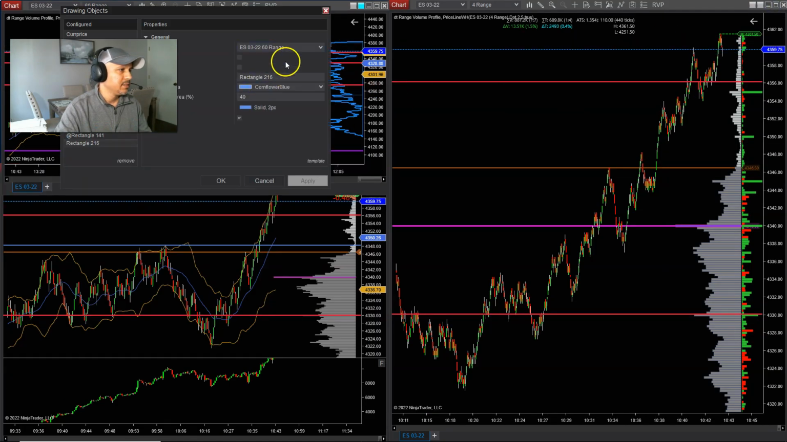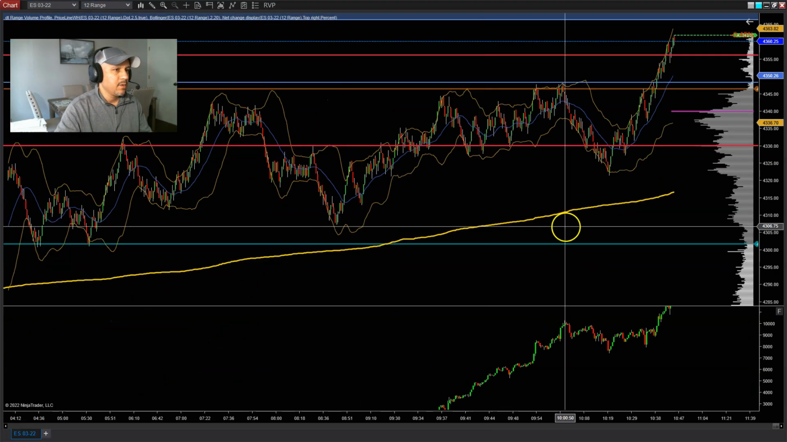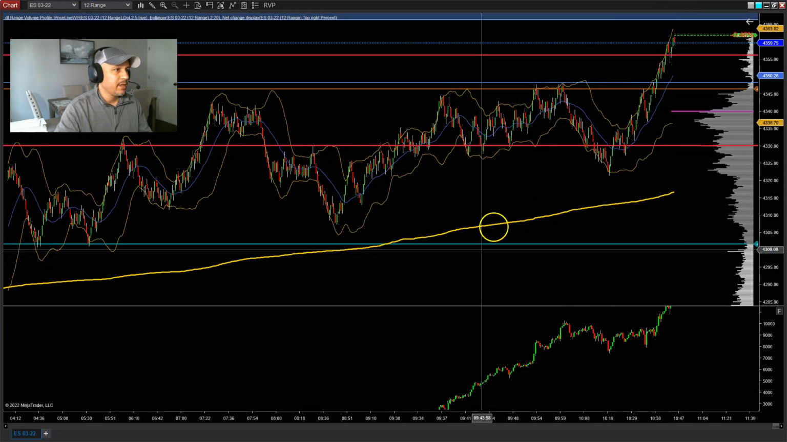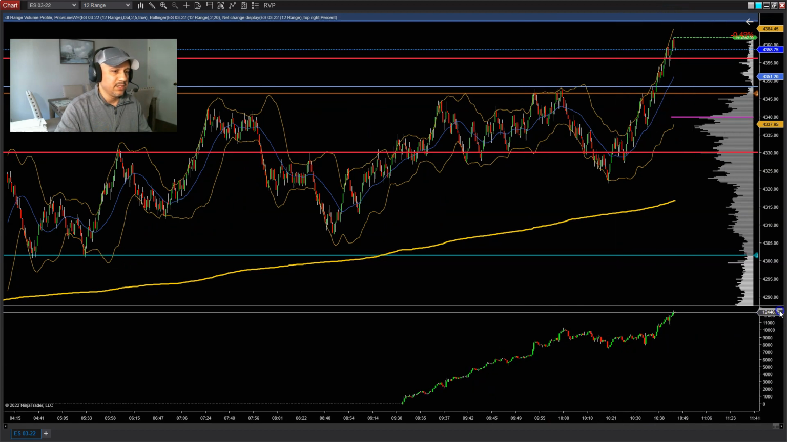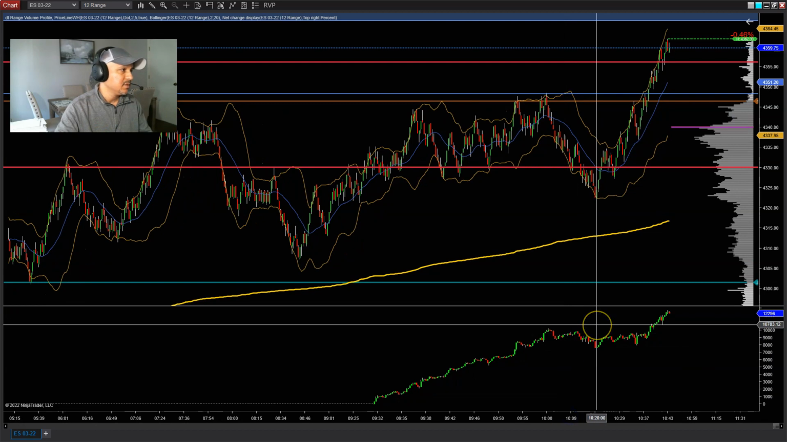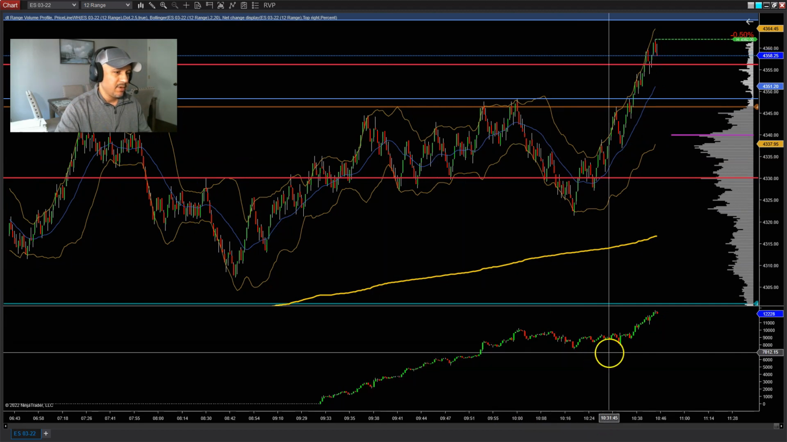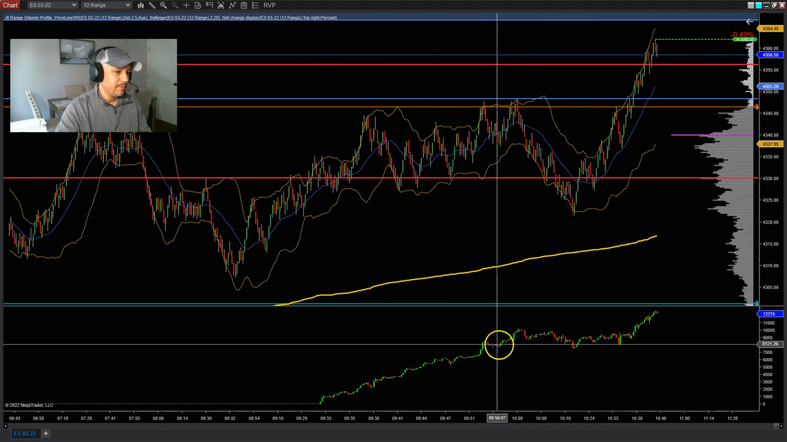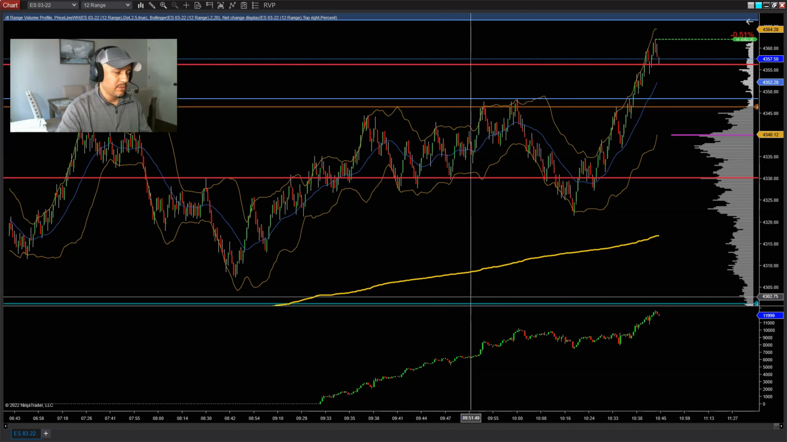What I'll do is put this on here so we can see it on my anchor chart where I mark my levels. You can see it right above right here. And this down here is cumulative delta, guys. Cumulative delta is basically like the time and sales, reading the tape, but looking at it from a price action standpoint, is what I'm trying to say.